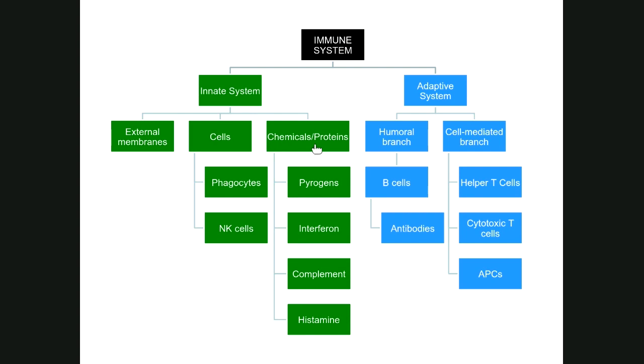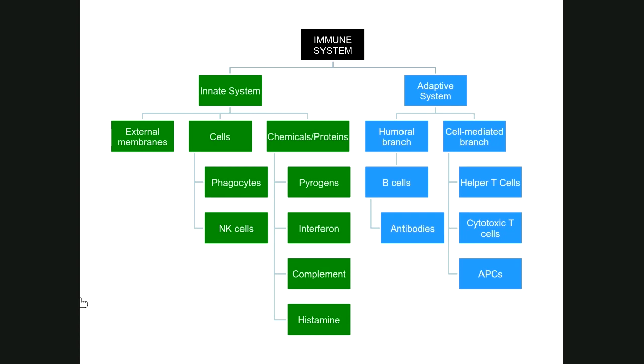What I want to focus more on for today are some of the chemicals and proteins that are actually produced by the innate system that help to defend your body and keep you healthy. So the first of these are pyrogens. If you break that word down, pyrogen basically means fire generating, fire starting. So these are chemicals that actually increase body temperature. And we've all had a fever before.